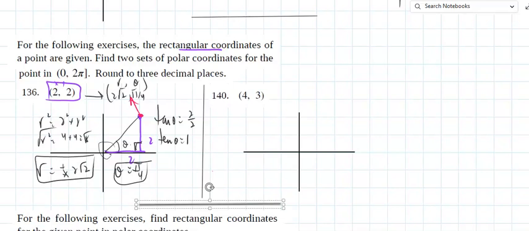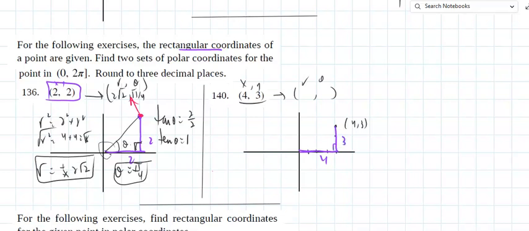This problem, again, r and theta, so this is x and y. I'm trying to figure out what r and theta are. Well, we're going to move 4 units to the right, 1, 2, 3, 4, 3 units up. There's the point. Well, think about it this way. I'm given this is 4, this is 3.